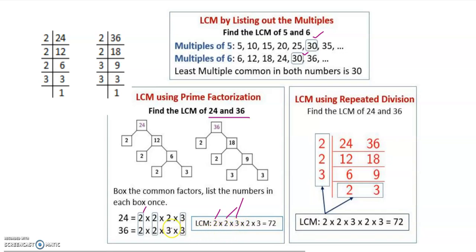Now after that you multiply what is not common also, that is called the LCM. Take this 2 and this 3 also, they are also included here. Then you multiply all these numbers, that is 72. This is called the least common multiple, LCM, of these two numbers, 24 and 36.